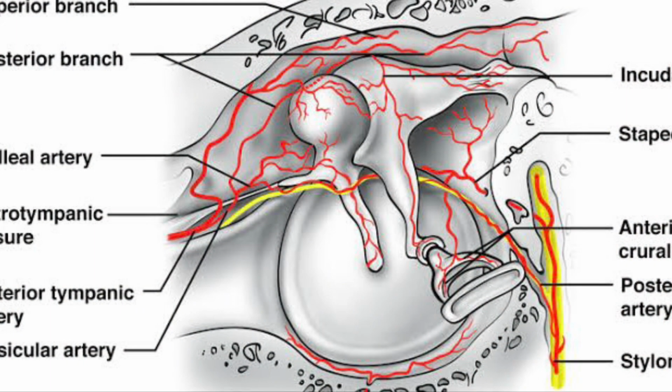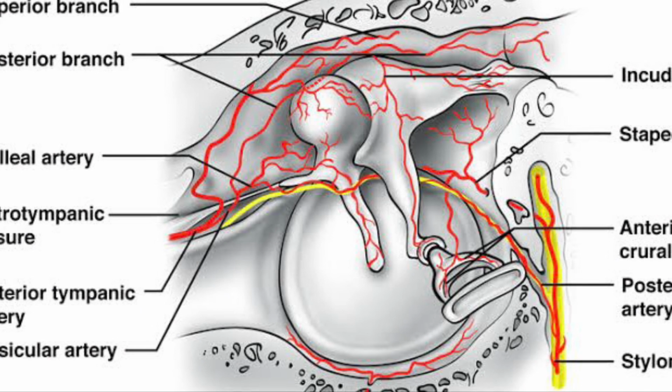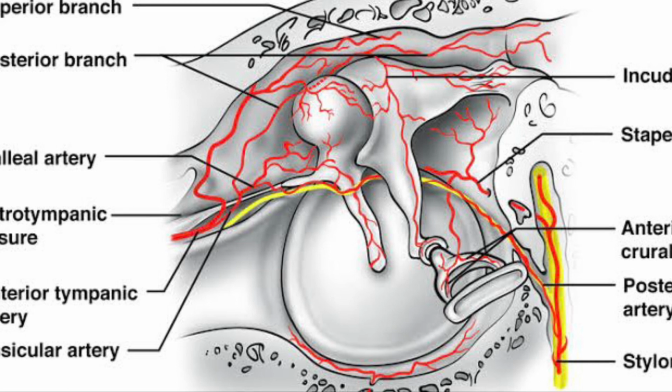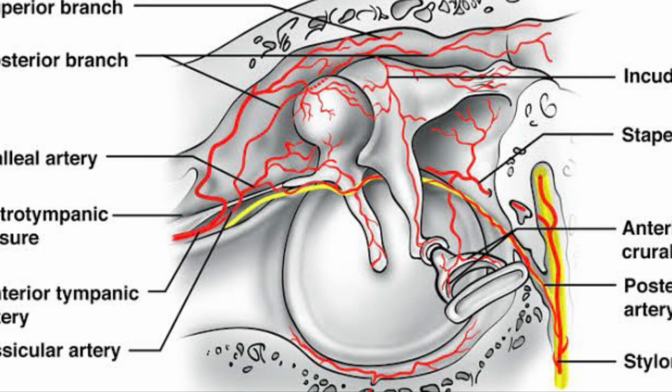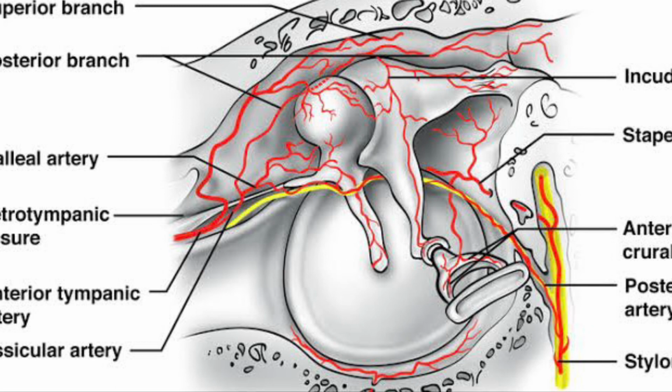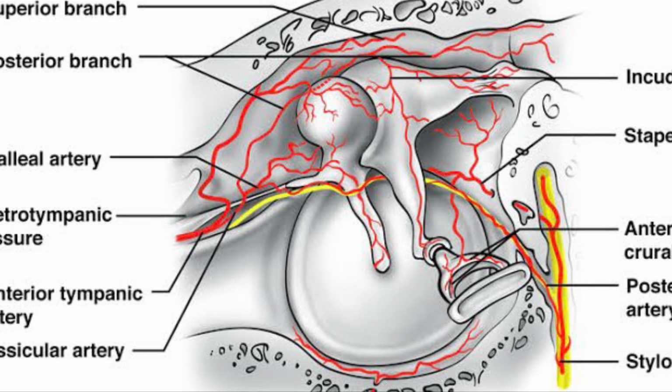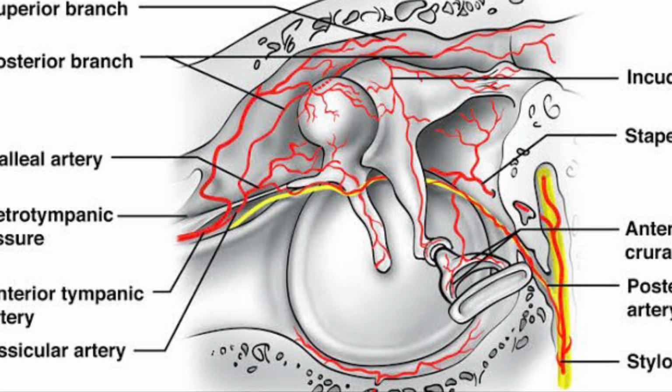The anterior tympanic artery, also known as the Glaserian artery, is a branch of the maxillary artery. It passes through the petrotympanic fissure to enter the middle ear, where it contributes to the formation of a circular anastomosis around the tympanic membrane, and it provides the arterial supply of the lining of the middle ear.